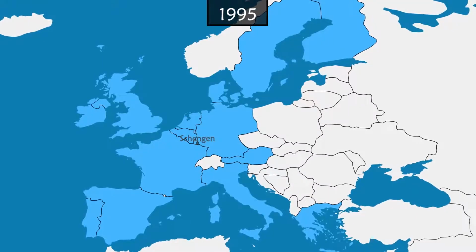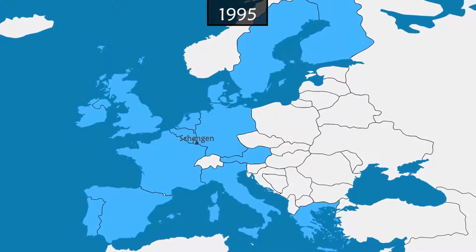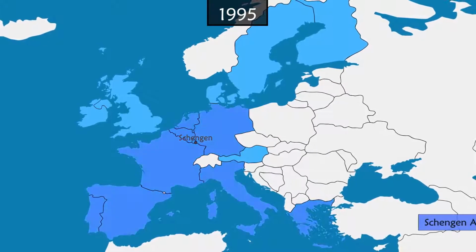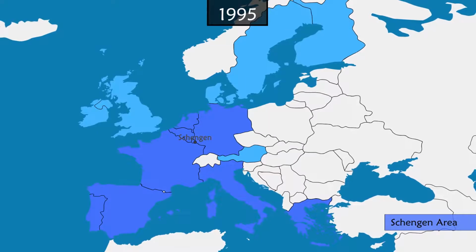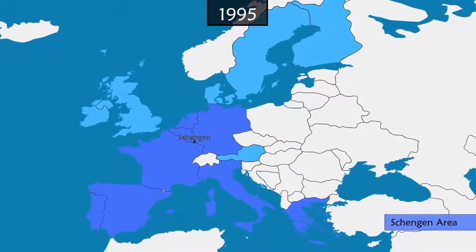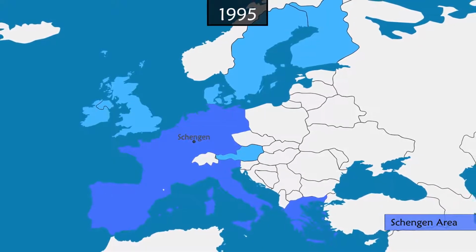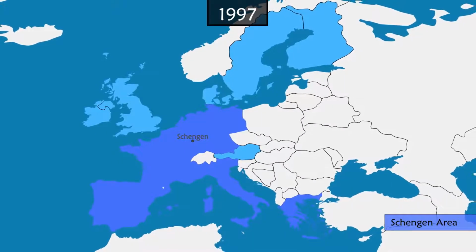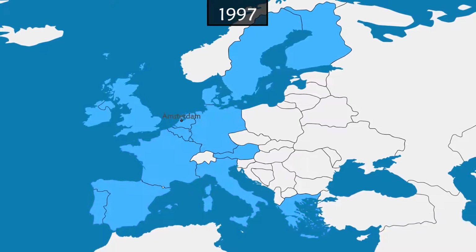Signed in Schengen, Luxembourg in 1985, the Schengen Agreement is gradually introduced from 1995. Its objective is to abolish border controls and therefore have total freedom of movement within the European Union. The agreement is incorporated into the European Union through the Treaty of Amsterdam.